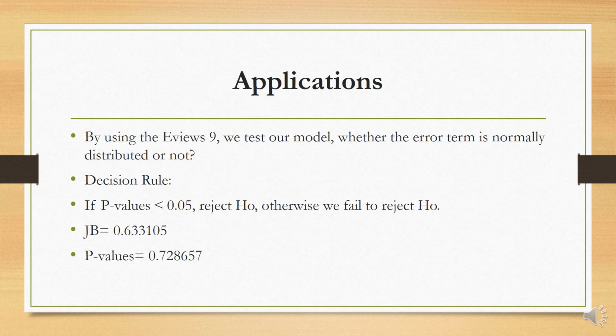Here the JB is equal to 0.633105 and the p-value is 0.728657. So what is happening? Here is an insignificant p-value, that is greater than 0.05. We are unable to reject H naught. This indicates that our data is normally distributed.